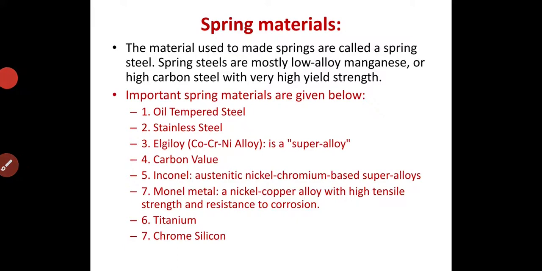Spring materials. These are the important spring materials used: oil tempered steels, stainless steel, alloys such as chromium cobalt and chromium nickel alloy, which is one of the super alloys, carbon steels, and Inconel. Inconel is an austenitic nickel chromium based super alloy. Then Monel metal, which is a nickel copper alloy with high tensile strength and resistance to corrosion. Then titanium alloys and chrome silicon alloys. These are the materials used to manufacture springs.